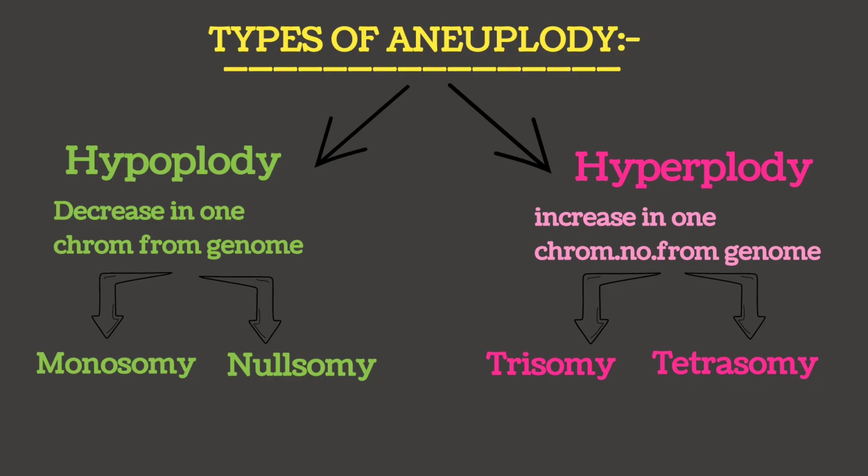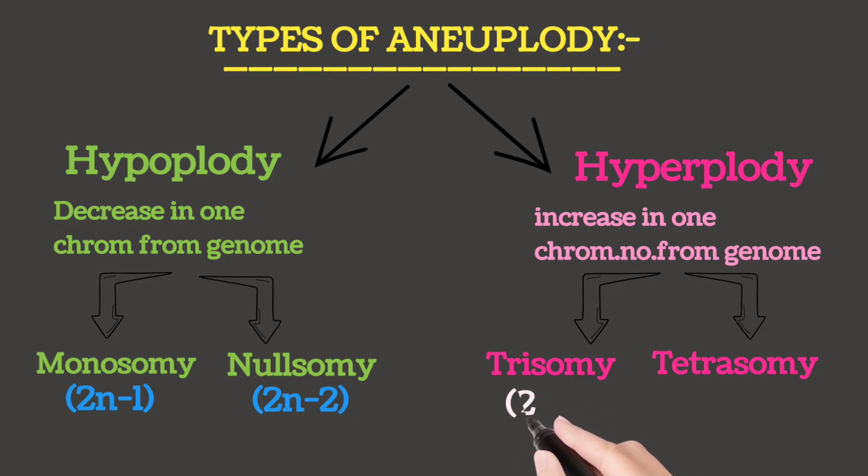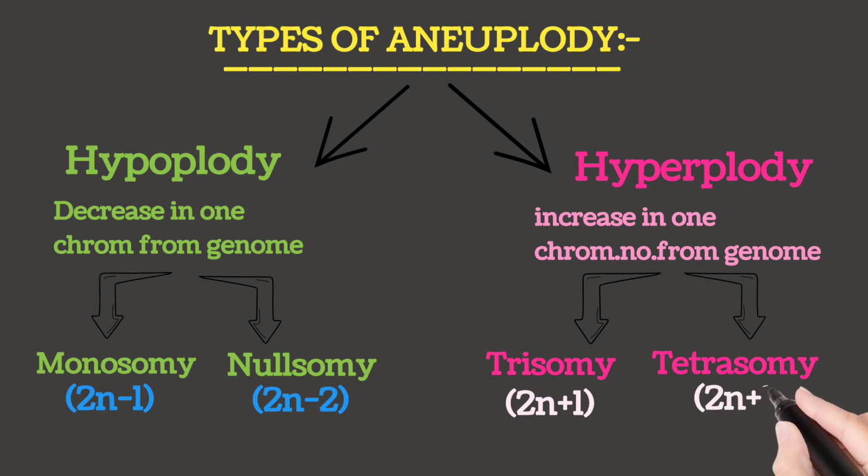Now actually what happens in these conditions? In monosomy, the condition that arises is 2n minus 1. One chromosome decreases in the normal genome. In nullsomy, the condition is 2n minus 2. Accordingly, in trisomy, the condition that arises is 2n plus 1, meaning one chromosome is added to the normal genome. And as the word indicates, in tetrasomy, the condition is 2n plus 2, meaning two chromosomes get added to the normal genome.